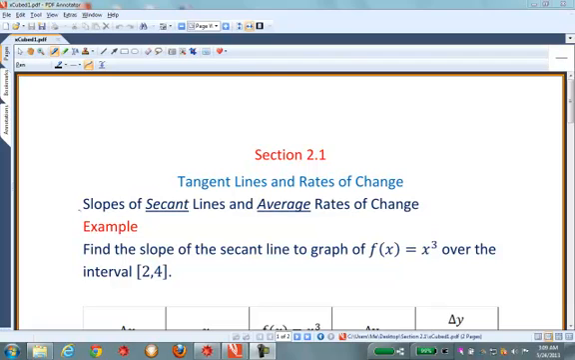Section 2.1 deals with tangent lines and rates of change. We'll start by discussing slopes of secant lines and average rates of change. In this example, we'll find the slope of the secant line to the graph of f of x equals x cubed over the interval from 2 to 4.